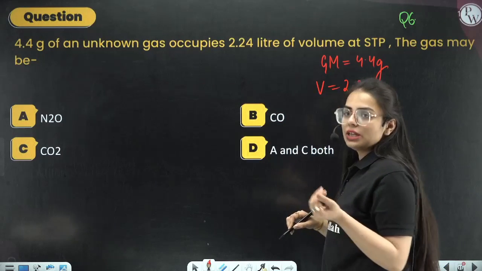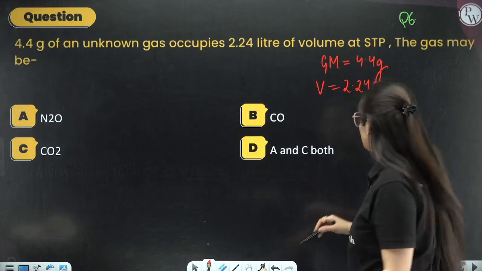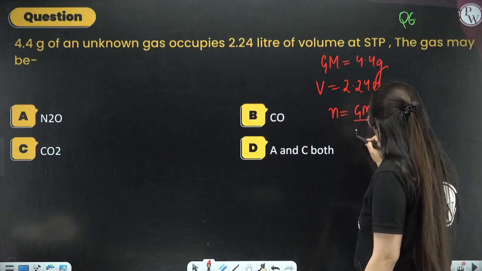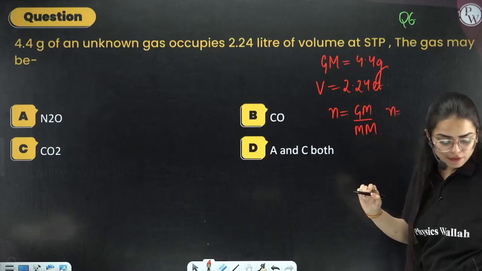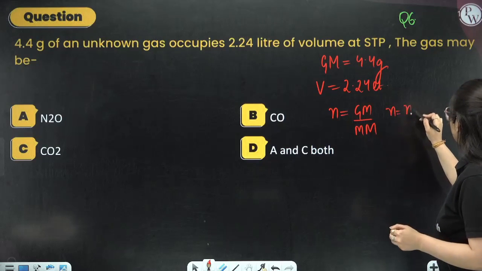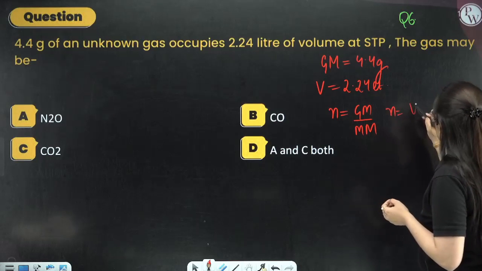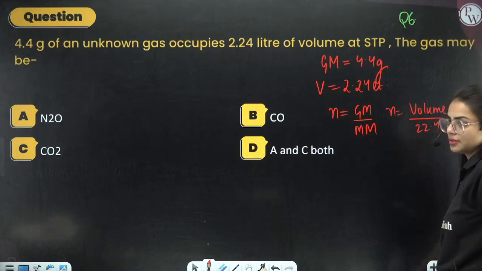So the gas we need to find out. That means, see, we don't have molecular mass, so we need to calculate molecular mass. How can we calculate? We know number of moles is given mass upon molecular mass. And if I want to define number of moles in terms of volume, what will be my formula? My formula shall be volume divided by 22.4 liters, right?